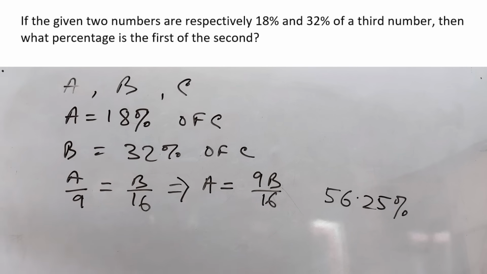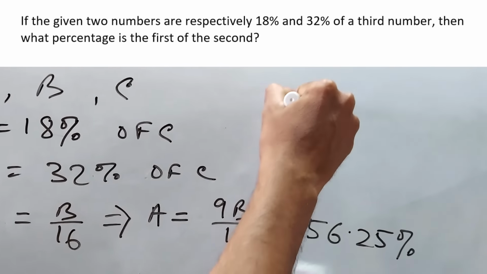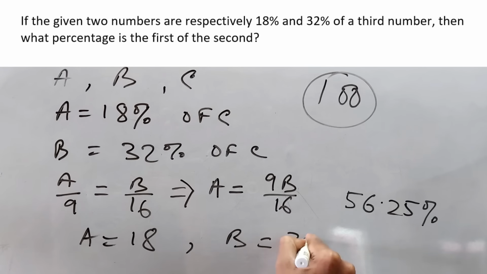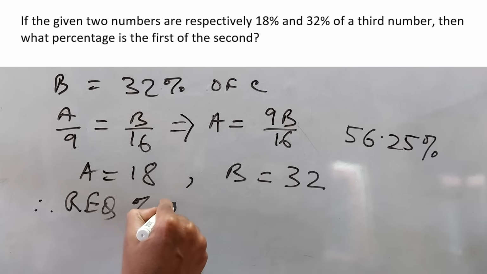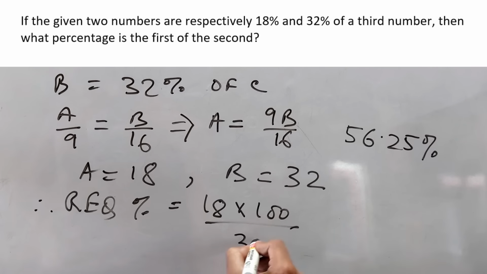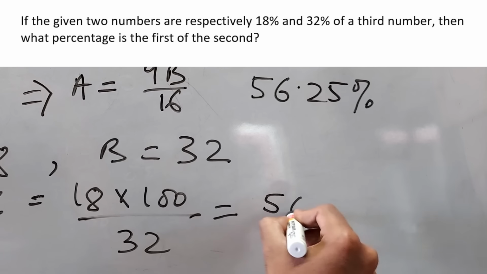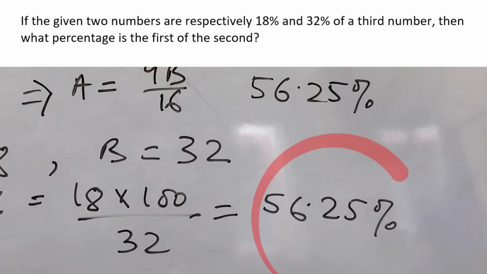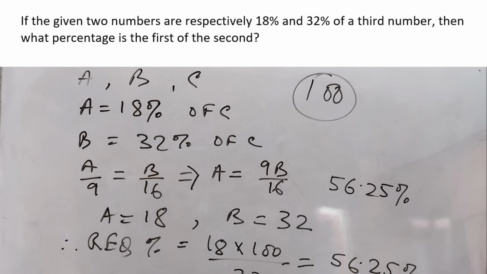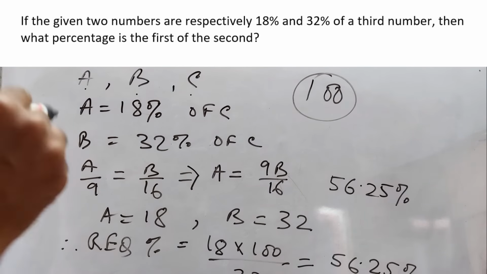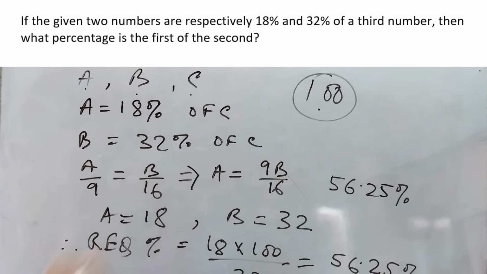Yeah, definitely. In one line we can say if the third number is 100, then A will be 18, B will be 32, and therefore required percentage is 18 into 100 divided by 32, which is equal to 56.25%. Now you tell me which one is easier. It is not mandatory that every time we have to take some variables like A, B, C, X, Y, Z. No, it is not required for the percentage. Most of the cases we can take this 100, and this will help us a lot.